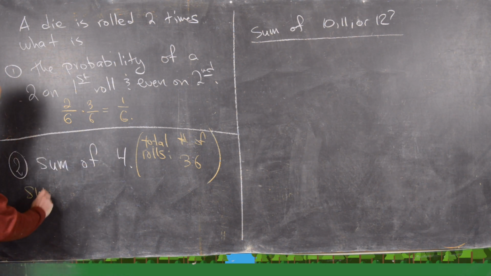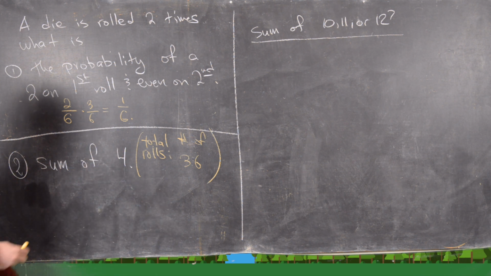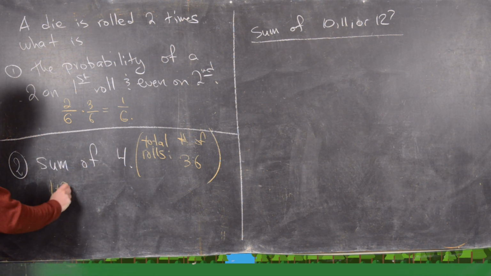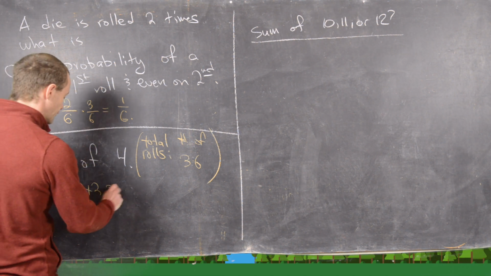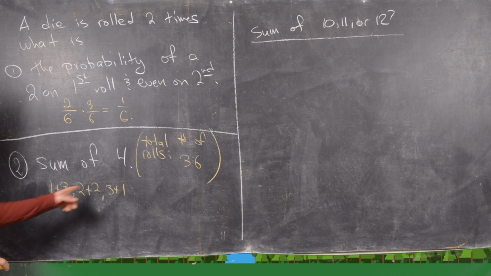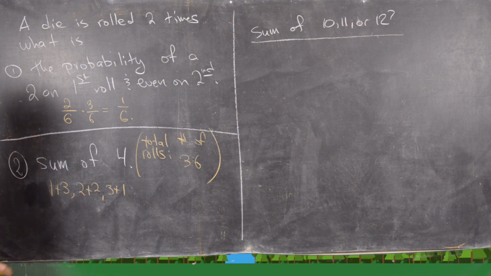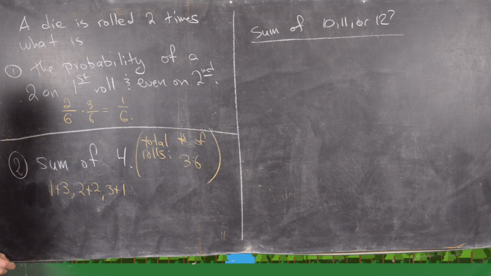Now, the next thing we need to look at is the ways to add up to 4. Notice you can do 1 plus 3, you can do 2 plus 2, and then you can do 3 plus 1. Notice that 1 plus 3 and 3 plus 1 are different from each other. This one is like rolling a 1 on the first die, but this one over here is like rolling a 1 on the second die.